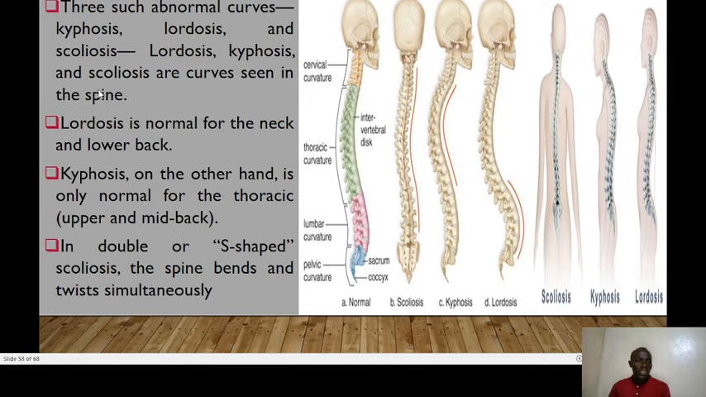Okay, so lordosis is normal for the neck and lower back. Okay, lordosis. Kyphosis, on the other hand, is only normal for the thoracic, but exaggeration will result in that. So you could have double or single S-shaped scoliosis, where the spine bends and twists simultaneously. Okay.